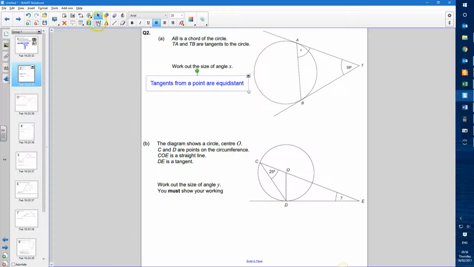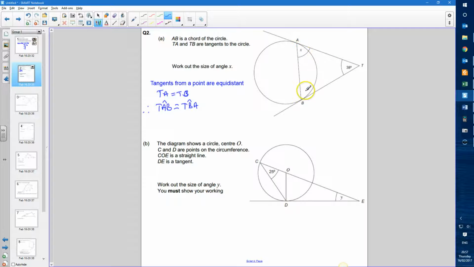So let's write that down. TA must be equal to TB. Just going to point out that you have to explain the circle theorem that you are using. So I know that TA is equal to TB, and that also tells me that the angle TAB must be equal to the angle TBA, because this must be an isosceles triangle. Therefore TAB is equal to TBA.